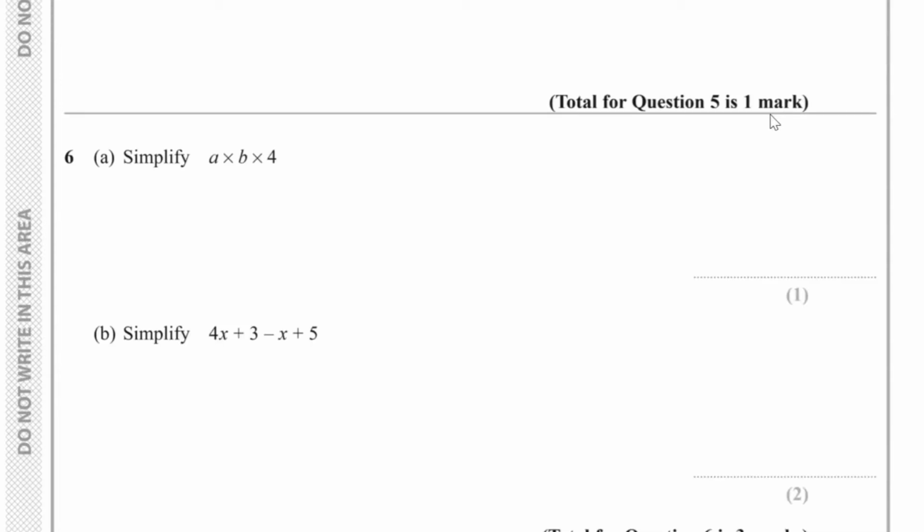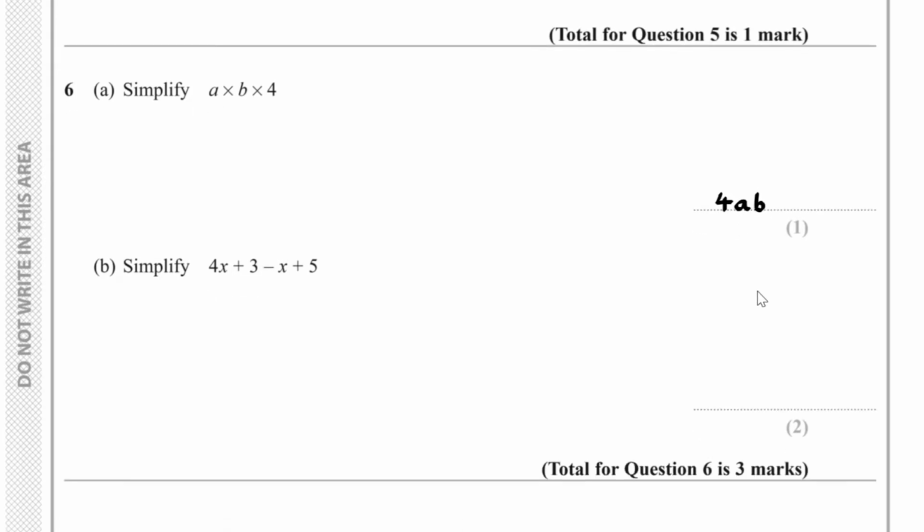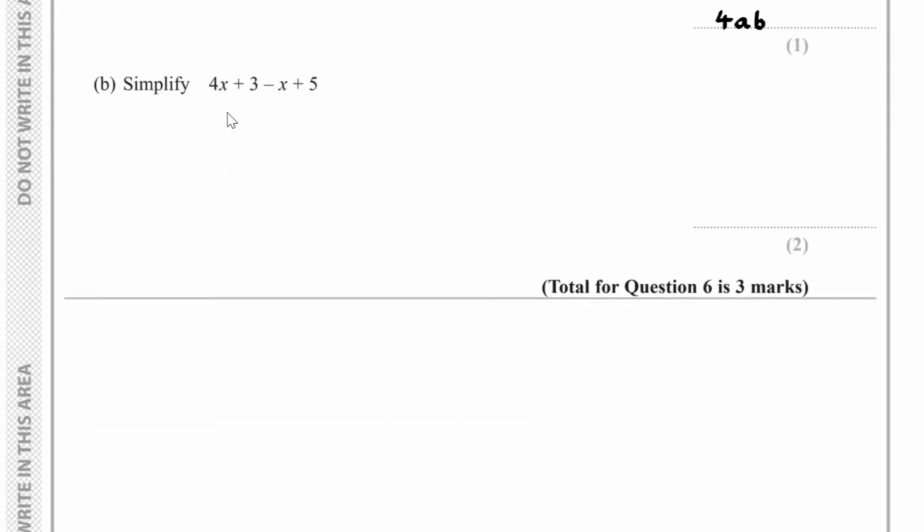Question number 6, we have to simplify A times B times 4. Well, what we end up with over here is 4AB. Next, we have to simplify 4x plus 3 subtract x plus 5. 4x subtract x is 3x. 3 plus 5 is 8. We end up with 3x plus 8.